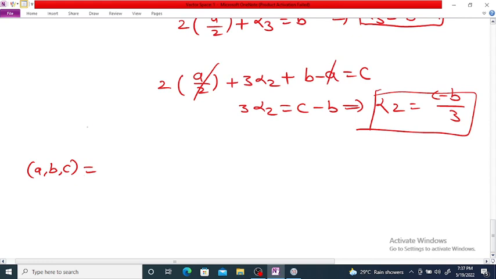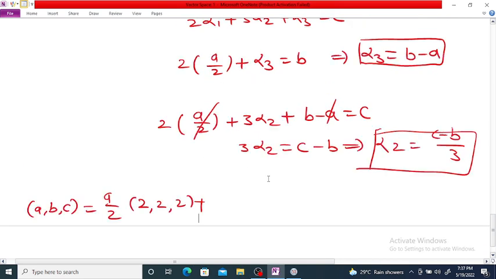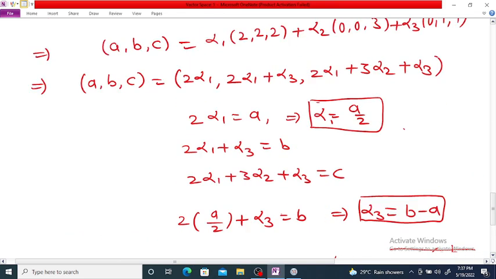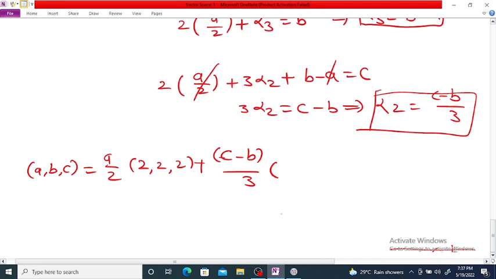Alpha 1 is a by 2, the first vector is 2 2 2. Alpha 2 is (c minus b) divided by 3, times the second vector 0 0 3. And lastly alpha 3 is b minus a, times the third vector 0 1 1.